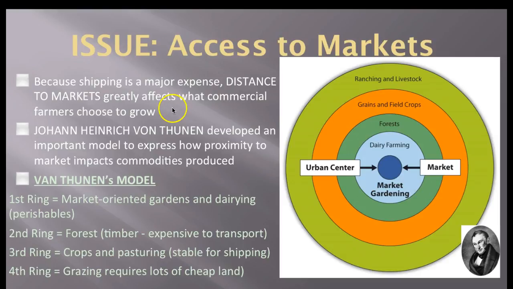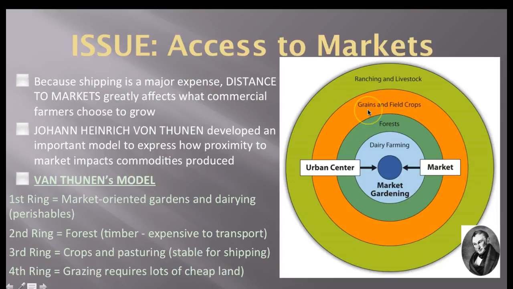Keep in mind, Von Thunen developed an important model to express how proximity to markets impacts the commodities that are produced. Quick review here, you have the city in the center here. The first ring, because of dairy being more perishable, same thing with fruits and vegetables, they're going to be relatively close. Forests, on the other hand, are going to be the second ring. Remember, we don't have a lot of forests around markets today, but the reason the forests were somewhat close was because they needed fuel, and it was very costly to transport the different trees to the market center.